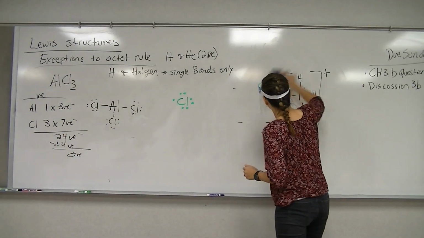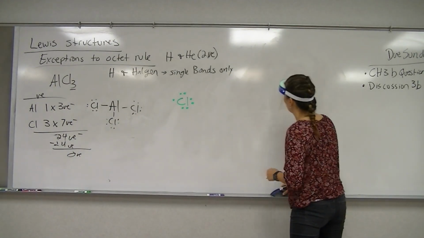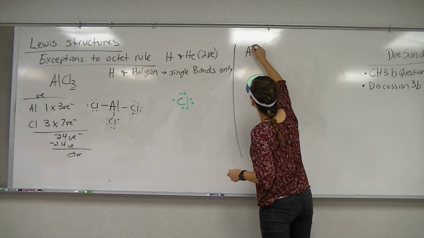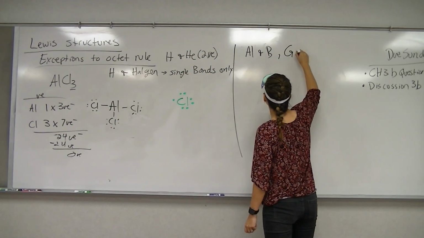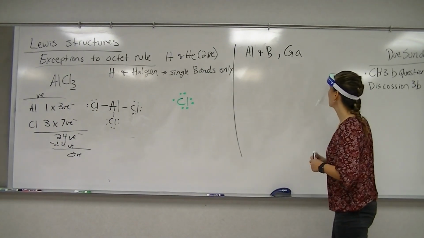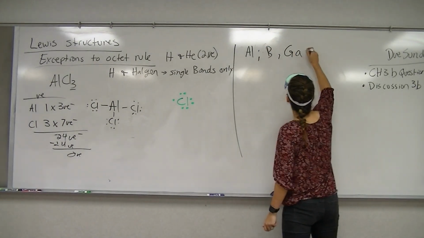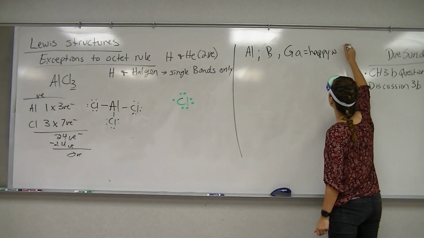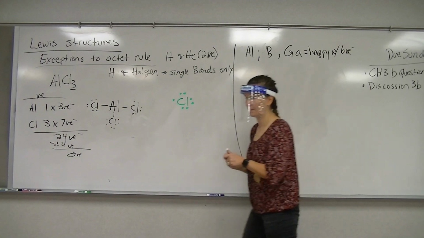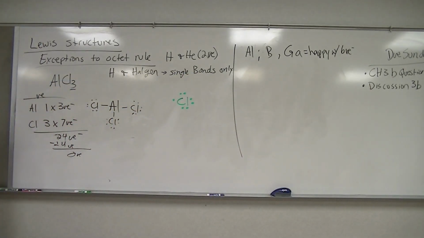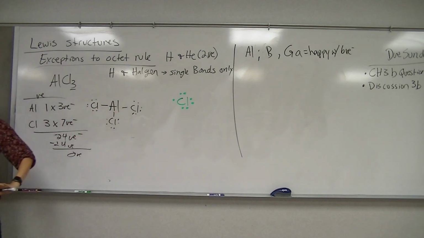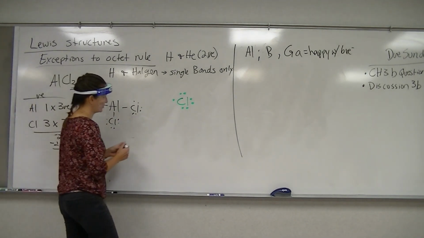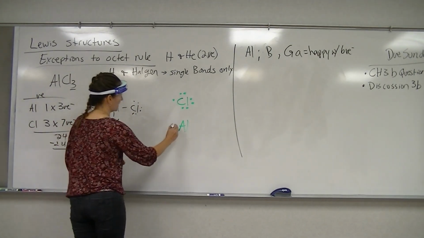So over here I'll write the exceptions. We have aluminum and boron. Notice they're both in group 13. You could even add gallium in there in case we ever see him, because he's in group 13 as well. So these elements, they're happy with 6. And we're going to do another example so you can see that as well. In this picture here, aluminum has 2, 4, 6. He's happy. If you look at aluminum's electron dot configuration, he has 3 valence electrons.